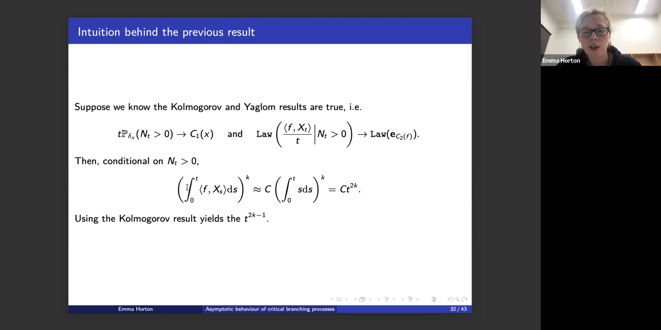Then if we look at the kth moment of the occupation measure, if we condition on survival up to time t, then we can expect that this inner product behaves like s, because of exactly this Yaglom result. Okay, so then we just do this naive thing, do the integral, and this gives us t to the 2k. But this was all conditional on nt being positive. So when we want to undo that, we just multiply by the survival probability, and we know that this behaves like some constant over t. So this is exactly why we see the normalization 1 over t to the 2k minus 1.